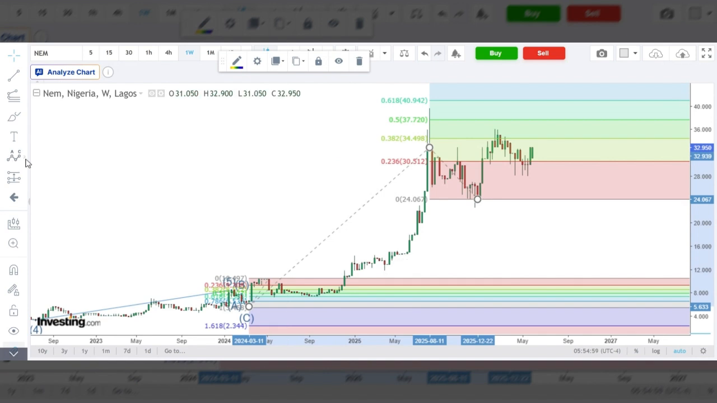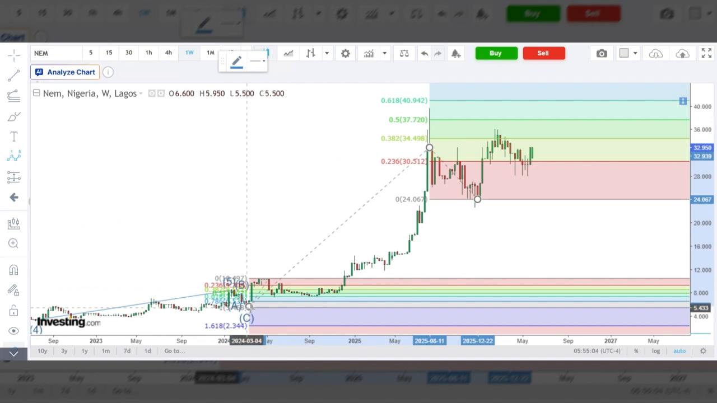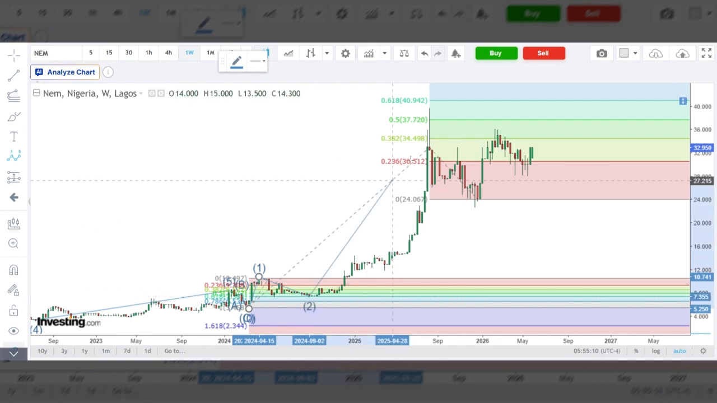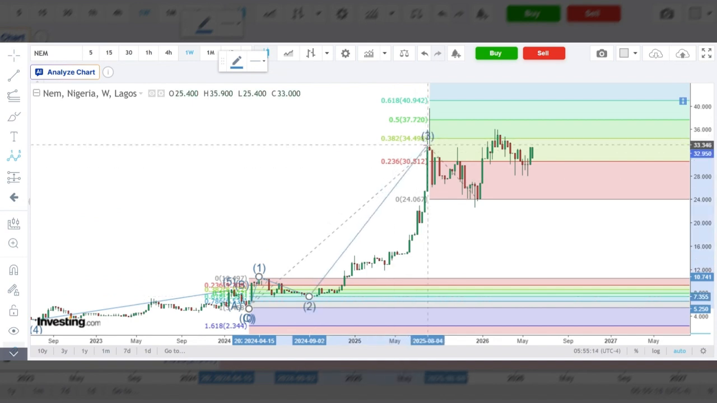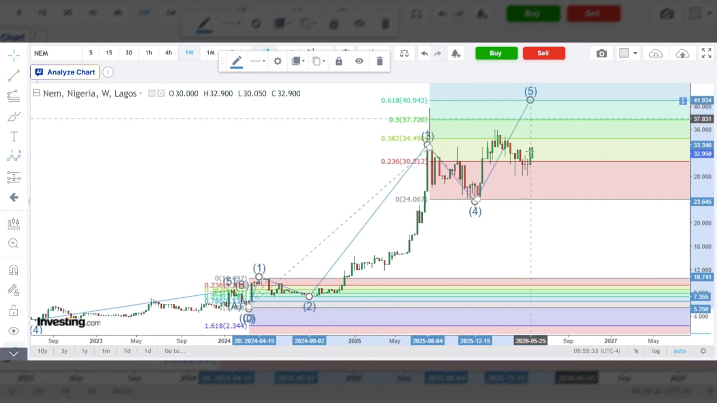So let me draw the Elliott waves. It's going to be 1, 2, four. So this is where 5 should end. Looking at this current price, where are we supposed to invest? We will know very soon.